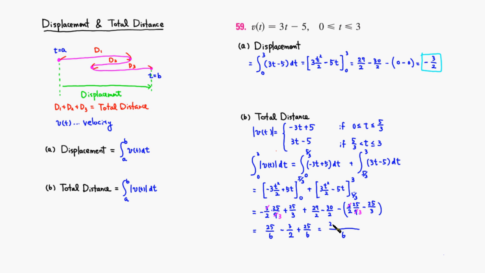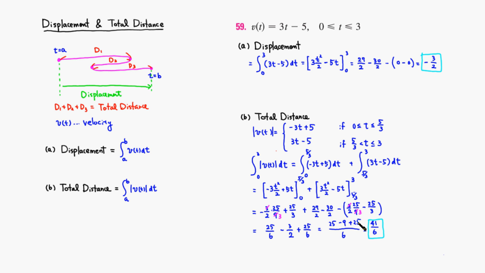So you have 25. Negative 3 over 2 is the same thing as negative 9 over 6, so it's minus 9. Then you have another 25. That's 50 minus 9, so it's 41 over 6. That's the total distance it traveled.